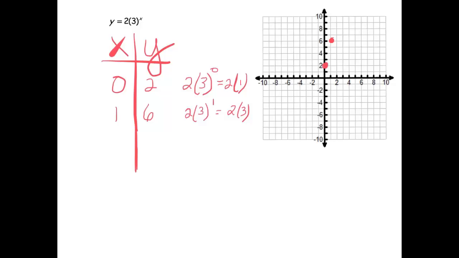How about we try negative 1? So we'll be doing 2 times 3 to the negative 1. Alright, so here's what you have to remember about negative exponents. They really become positive exponents if you take the reciprocal of that number. So that becomes 1/3 to the first power. So now I have 2 times 1/3, which is really 2/3. So there's a point at negative 1 and 2/3, so about there.